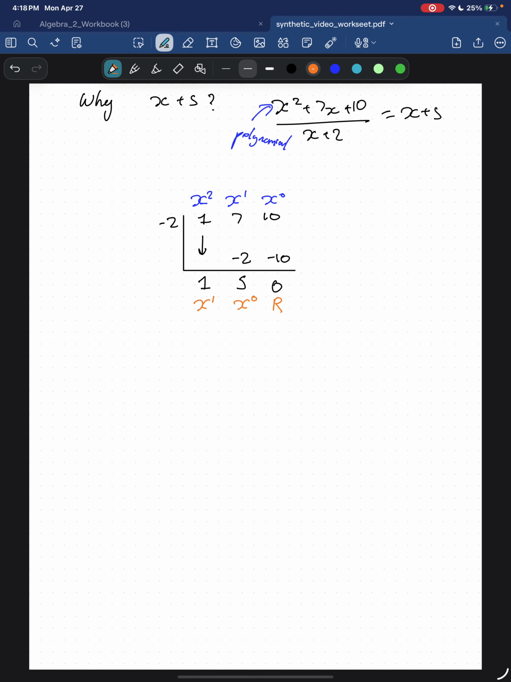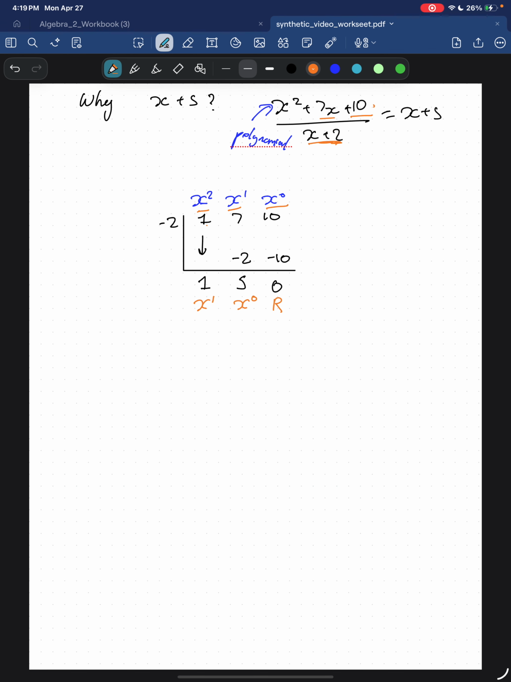So what's going on here? When we get our coefficients, we are getting the coefficients of the x squared term, which is right there, 1, the x to the power 1 term, which is right there, and the x to the power 0 term, which is right here. X to the power 0 is just 1, so 10 times x to the power 0 is just 10. And then think about it. We are dividing by an x value here. It's just x plus some constant.